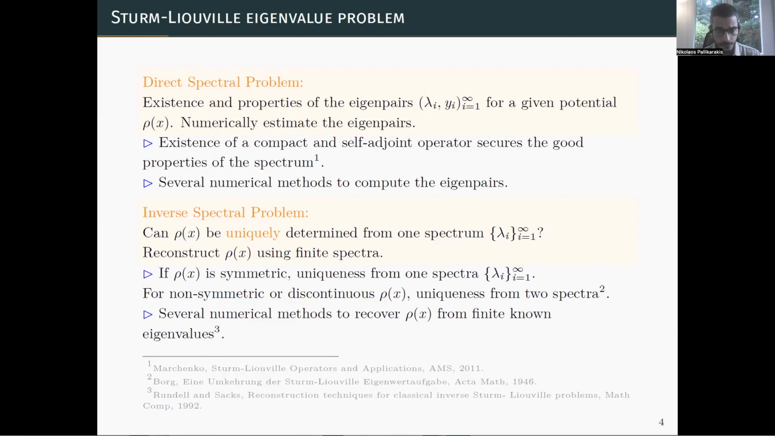Of course, the uniqueness was studied many years ago by Borg initially, where it is known that when the rho of x is symmetric, uniqueness is verified from one spectral family. And in other cases, like non-symmetric or discontinuous refractive indices, we need two different families of spectra, for example, to uniquely recover the rho of x. And additionally, for the numerical solution of the inverse problem, there have been several methods to do it from finite known eigenvalues. For example, the well-known paper of Rundell and Sacks from 1992, and many more afterwards.